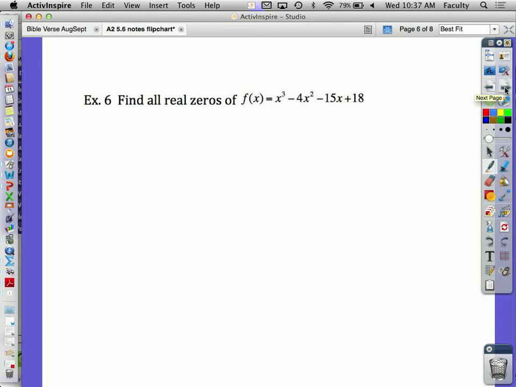All right, example 6 says find all the real zeros. Okay, so P would be plus or minus 1, plus or minus 2, plus or minus 3, plus or minus 6, plus or minus 9, plus or minus 18. Now Q is 1, so we can just make that our P over Q. So this will definitely be on the calculator part of your quiz Friday.